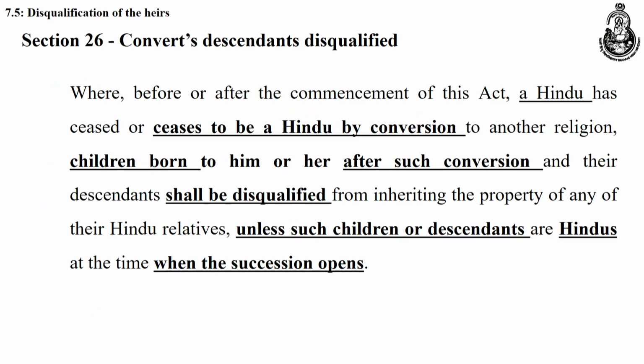Friends, now I want to focus on another ground of disqualification, that is section 26, convert's descendants disqualified, where before or after the commencement of the Act, a Hindu has ceased to be a Hindu by conversion to another religion. Children born to him or her after such conversion and their descendants shall be disqualified from inheriting the property of any of their Hindu relatives unless such children or descendants are Hindus at the time when the succession opens. Friends, section 26 is a very simple rule.